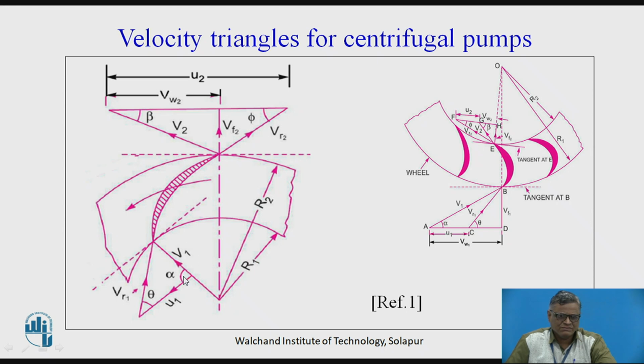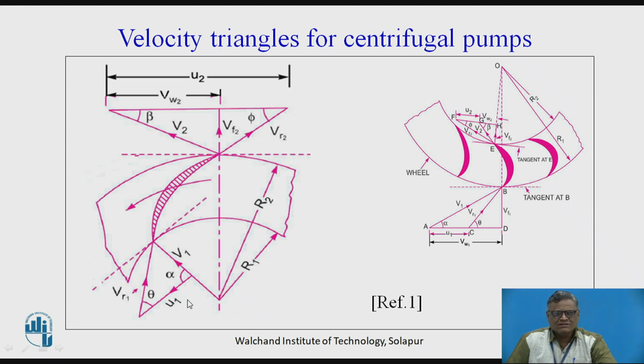It makes a 90-degree angle with the tangential velocity. This alpha is 90 degrees. Then we have the tangential velocity of the blades at the inlet. The blade moves in the anti-clockwise direction, so u1 is in this direction. So we have v1 and u1. The relative velocity is vr1, and the angle made by vr1 is theta.